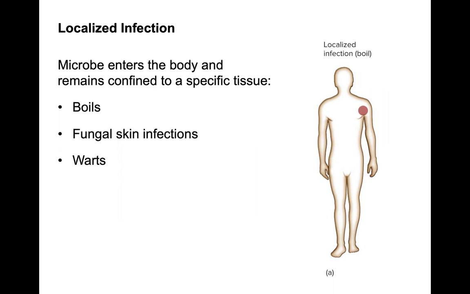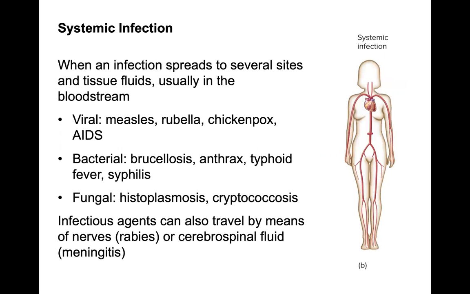Localized infection, this is when the microbe enters the body and remains confined to a specific tissue, such as fungal skin infections, a wart, or boils. Systemic infections, this is when an infection spreads to several sites and tissues, fluids, usually in the bloodstream. Viral, this could be measles, rubella, chickenpox, HIV. Bacterial, brucellosis, anthrax, typhoid fever, syphilis, fungal histoplasmosis, or cryptococcosis.